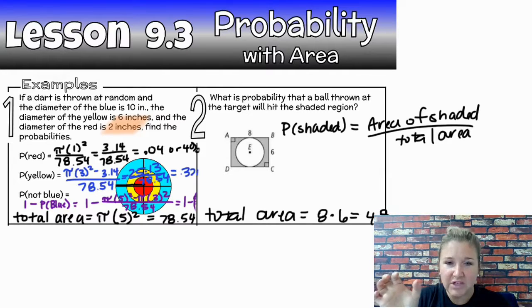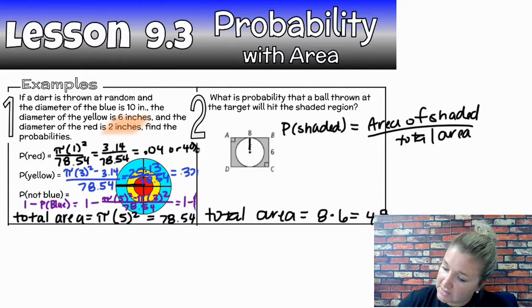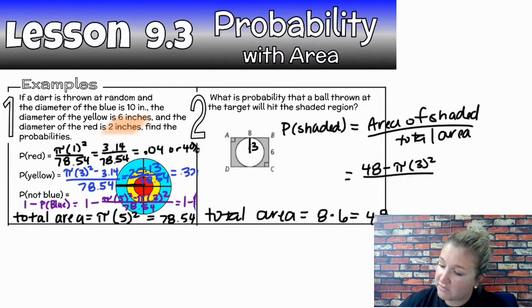Now then, for the area of that shaded region, you're going to have to subtract the circle from the outer piece. Also note that this radius here is half of the diameter, which is that height there. So the radius here is going to be 3. So the probability is 48 minus pi times 3 squared, and then divided by 48. I do this all in the calculator at one time, and I get 0.41 or 41%.